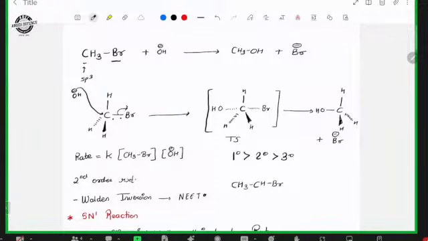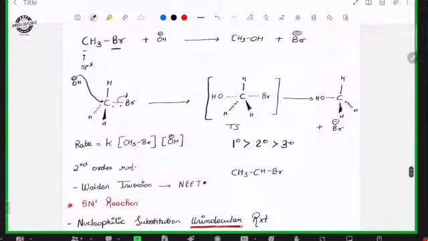So if I'm taking bromoethane, okay. We are only concerned about the carbon which is directly bonded to the bromine atom. So this is the carbon which is directly bonded to the bromine atom. To this carbon, how many carbons are attached? Only one. So this becomes primary.